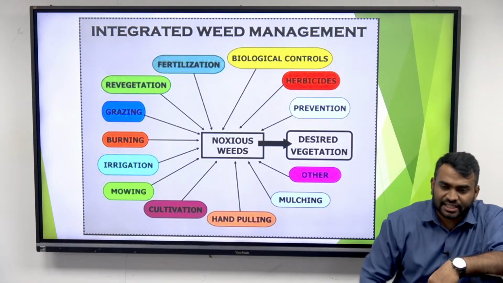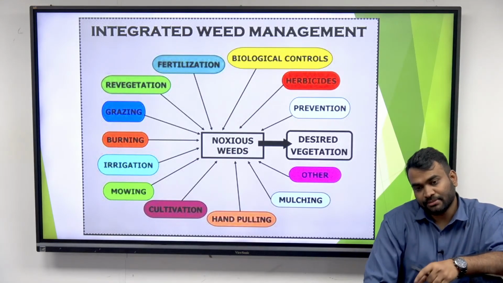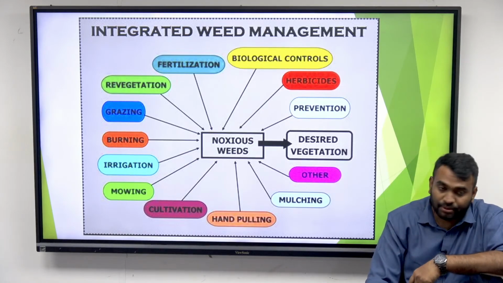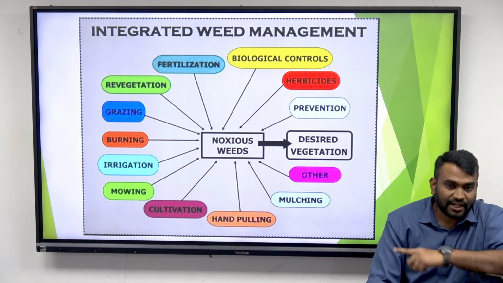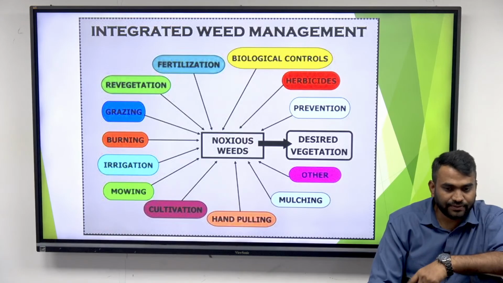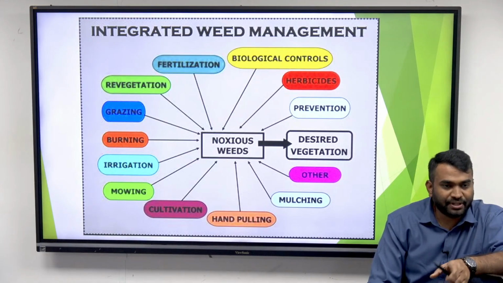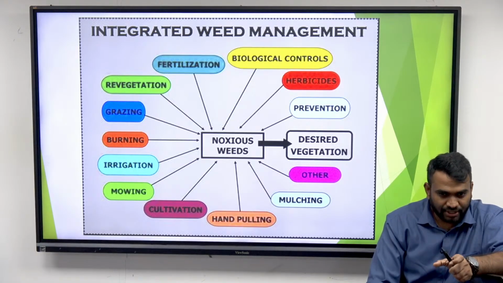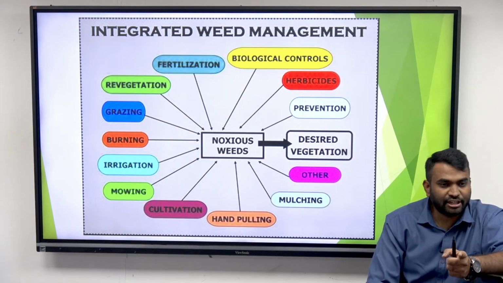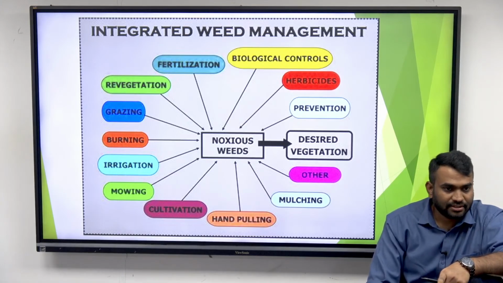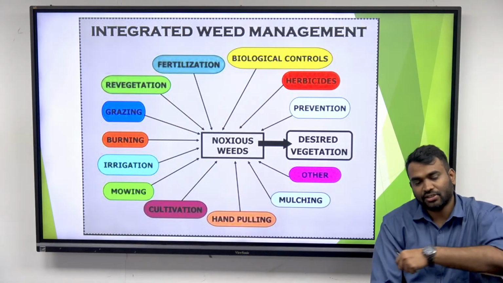Now, in this integrated weed management, or apart from IWM, what are the other things you should be knowing? I think I have given it in this slide itself: crop weed competition. The critical period of crop weed competition is very, very critical, because if you go for weeding during this stage, there will be maximum returns, correct? So that is the critical period of weed competition.